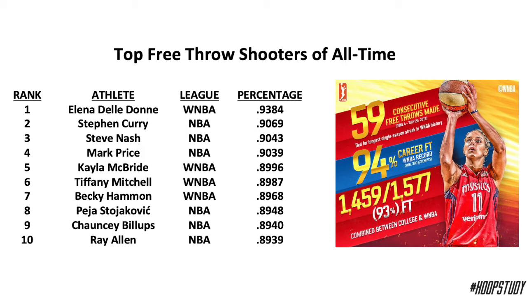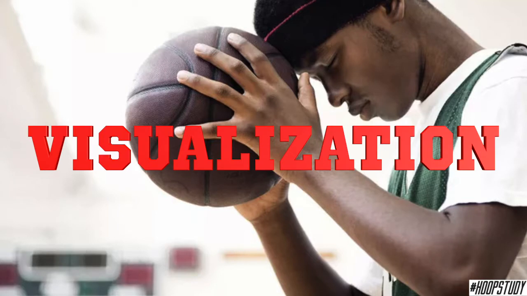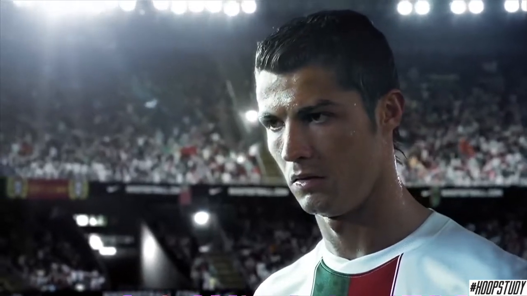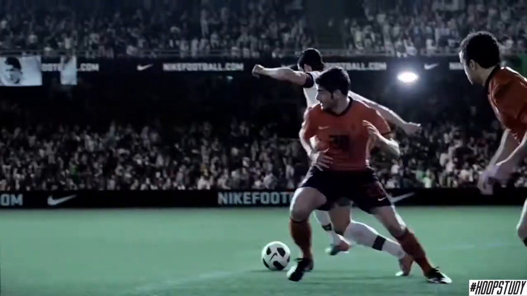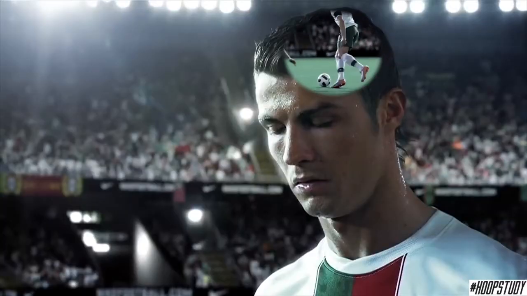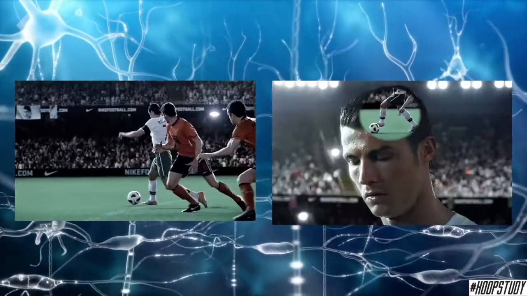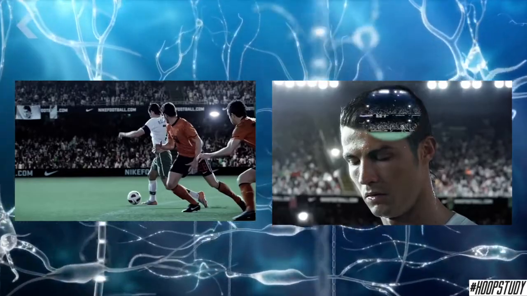Now, before we take a look at all the commonalities for all of these great free throw shooters, let's take a look at the sports psychology aspect. Let's talk about visualization. Our brains cannot tell the difference between an actual physical event and the vivid visualization of that same event. A reason for this is that when we experience something and when we visualize that same thing, we activate similar brain circuits.